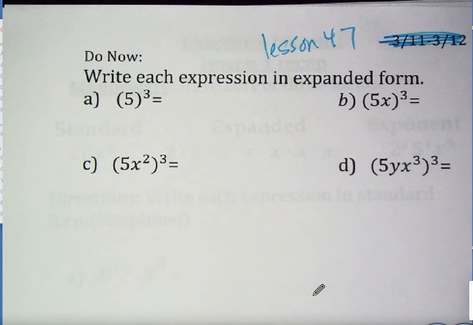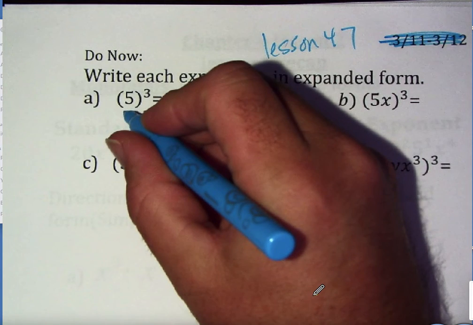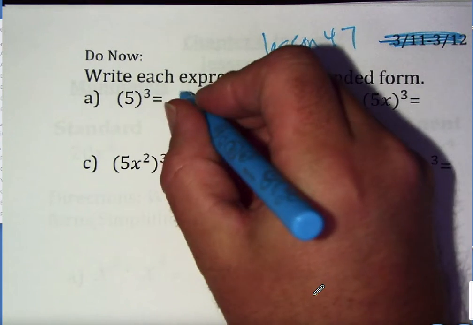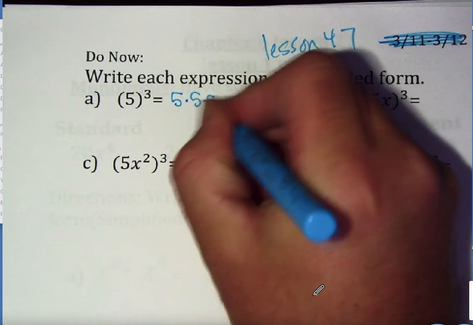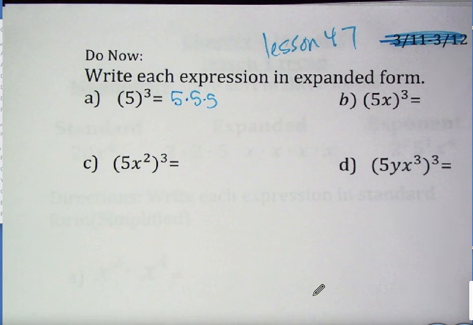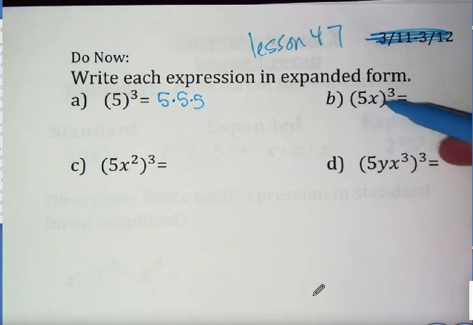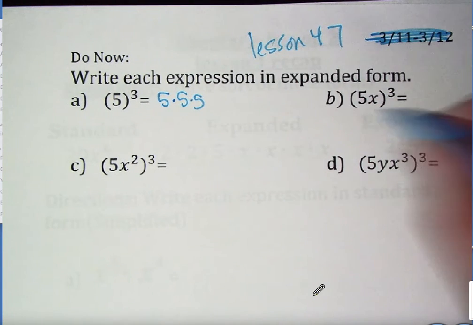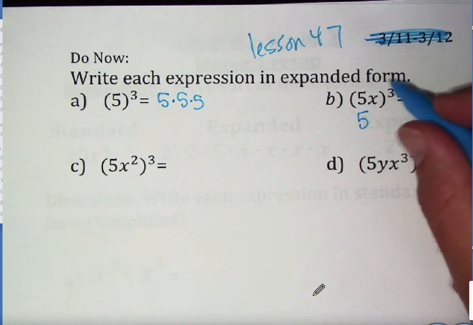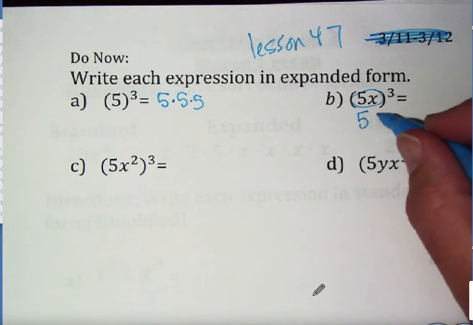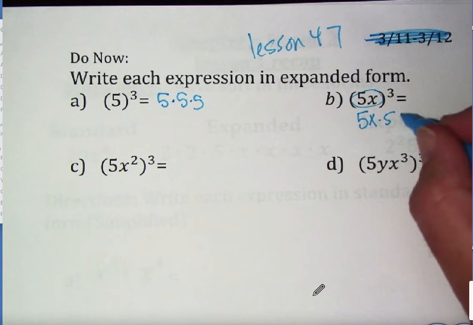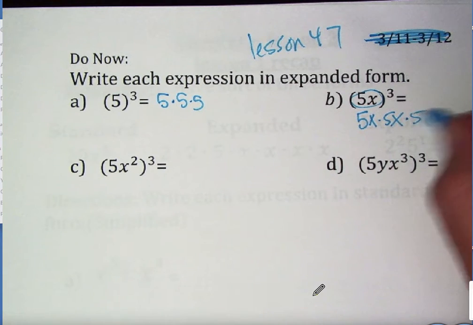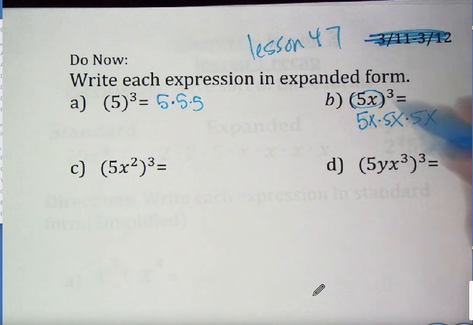Cool. It says write each expression in expanded form is where we left off last class. So 5 is our base, 3 is our exponent, so 5 times 5 times 5. Boom. Next one, we have 5x to the third. We're going to write that in expanded form, show all the multiplication. Well, our base this time is 5x, and we have 3 copies of it, so 5x times 5x times 5x. And if we want to show all the multiplication, we could fit in some little dots there to show it.